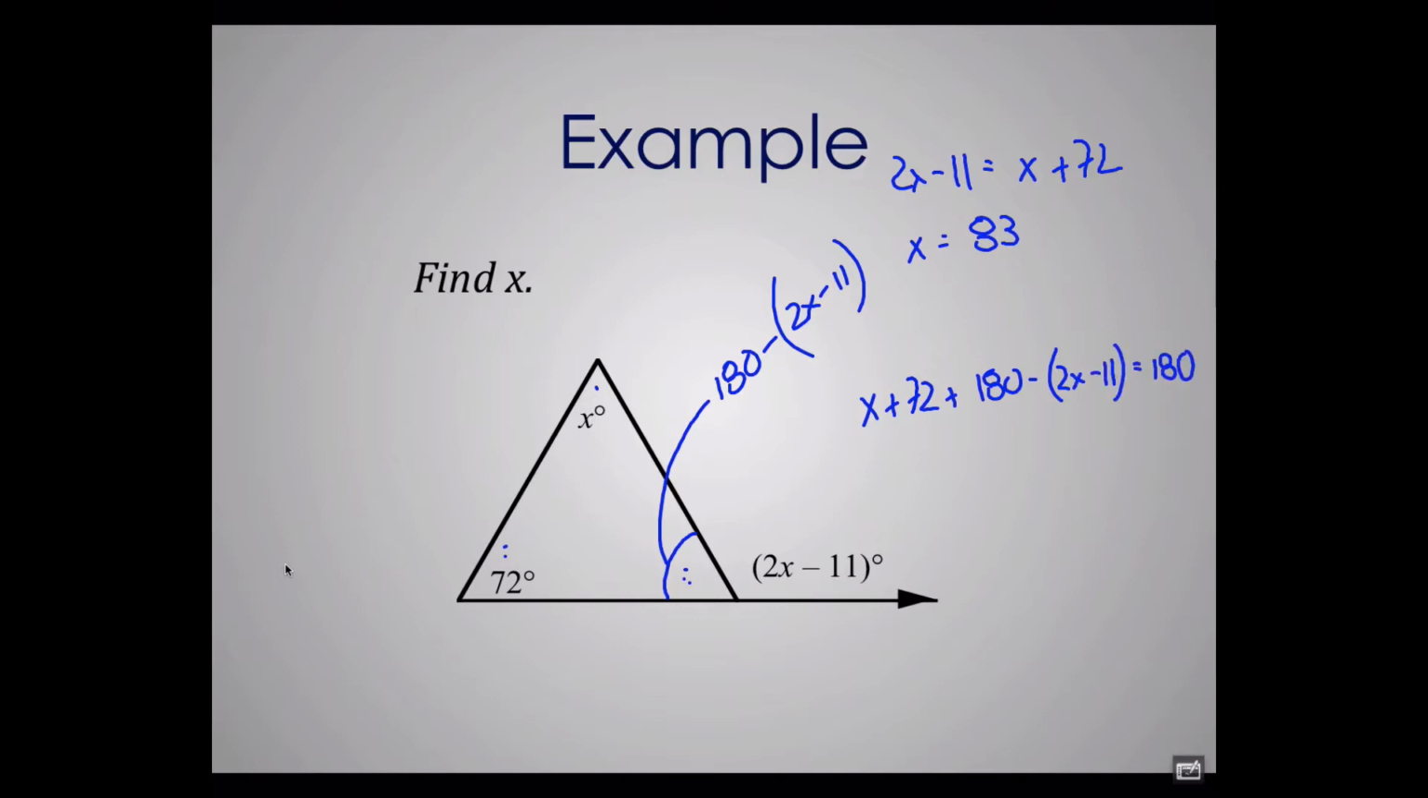This seems like a lot more work than the theorem. But again, if you forget the theorem, you've always got this to fall back on. x plus 72 plus 180 minus 2x plus 11 equals 180. Subtract 180 from both sides, combine terms, I get negative x plus 83 equals 0. Move the 83 to the other side, and sure enough, x equals 83. Wait, why are the parentheses so important? Because you have to distribute the minus sign to each of the terms.